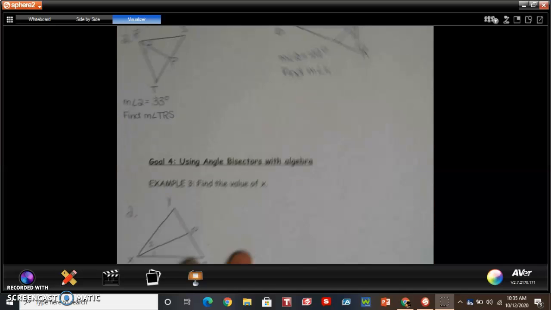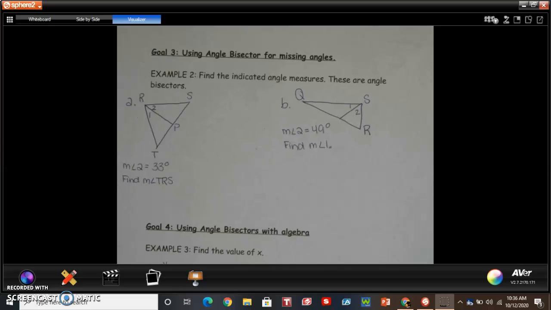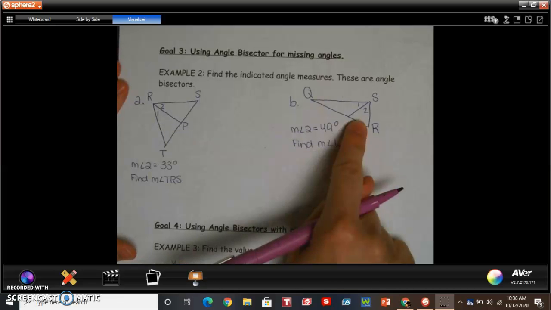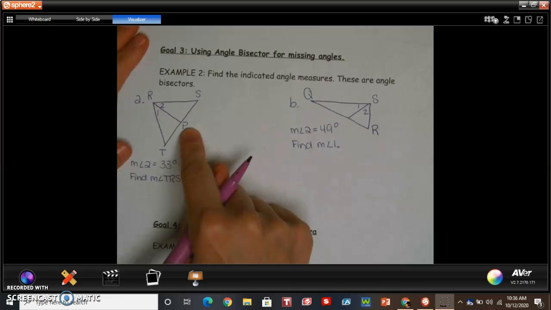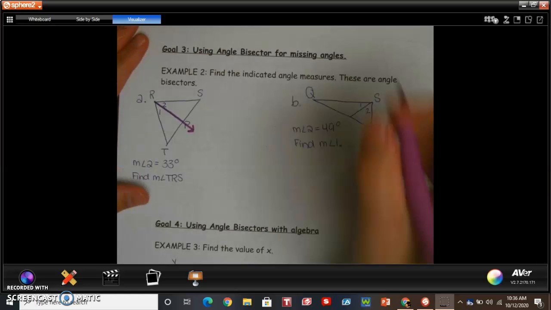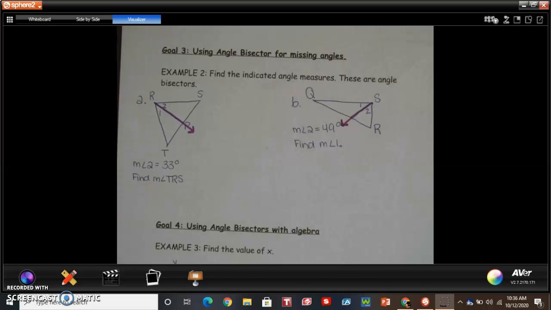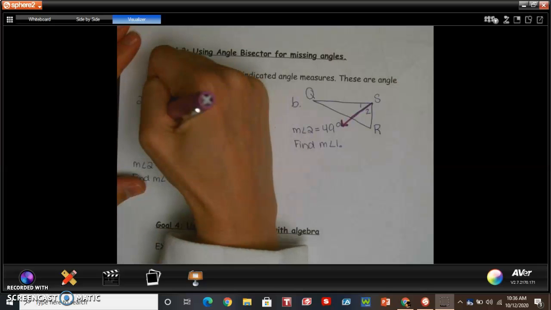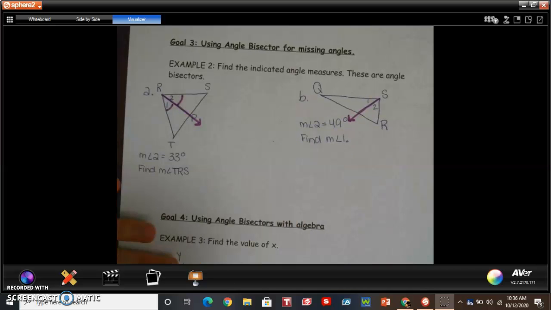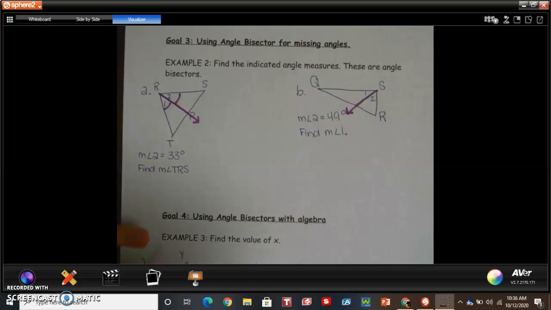All right, let's talk about goal 3, using angle bisectors to find a missing angle. So remember, an angle bisector is whenever we have a segment or we have a ray that cuts an angle in half. And this is the figures that you'll see on your homework. Whichever one is going to P, like this one here, this is your angle bisector, okay? So what that tells us is that angle 1 and angle 2 are congruent. So we need to find the indicated angle measure. So here's what we know. And again, these are examples directly from your homework for assignment 2.